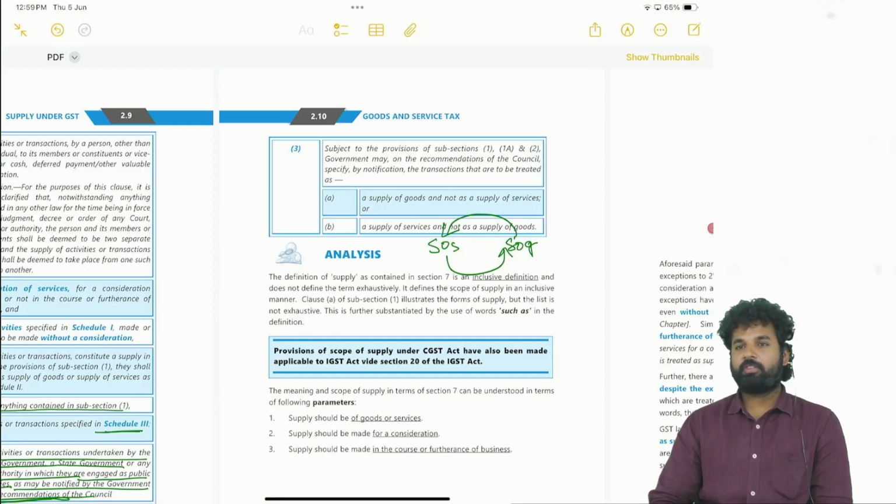In the framework of GST we have discussed many points: GST common portal, GST Suvidha providers, application providers, GSP, ASP.